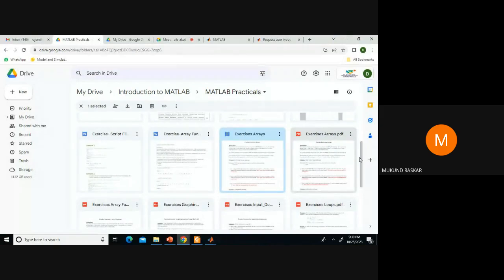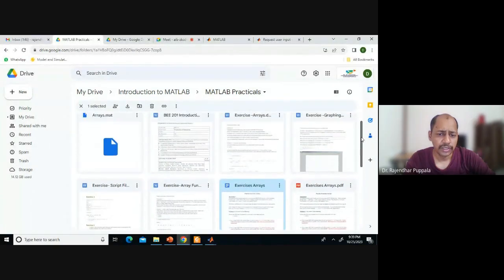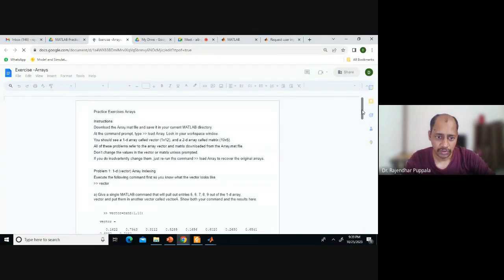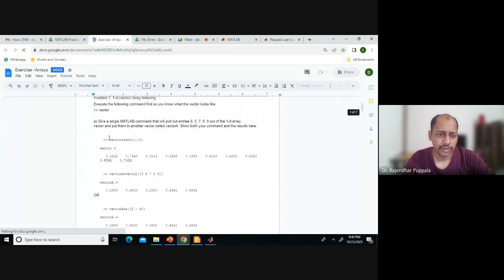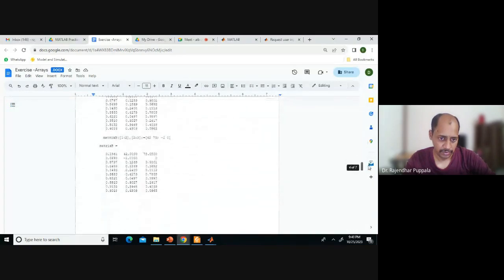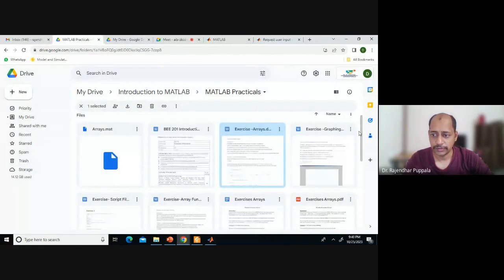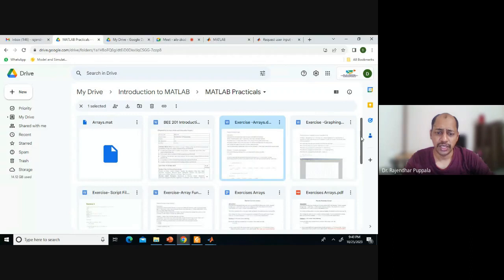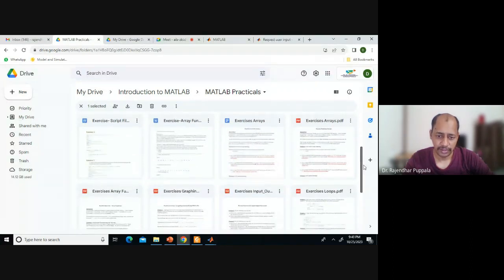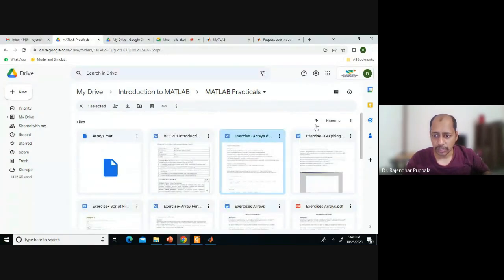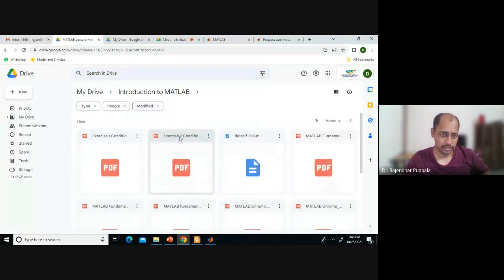Word document, exercise arrays. You can check here: the command and its answer. So all the files are uploaded here: arrays, array functions, graphing. Whatever was explained in the previous practicals, the solutions are uploaded here. And whatever I am explaining in the class goes in the lecture material.